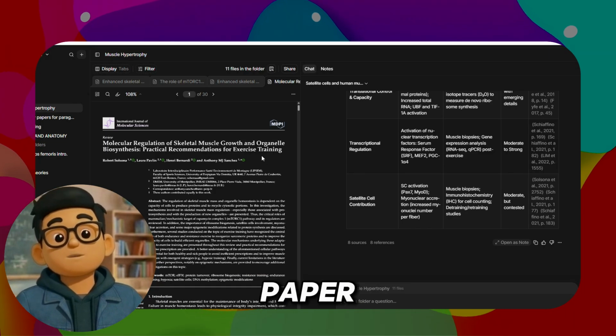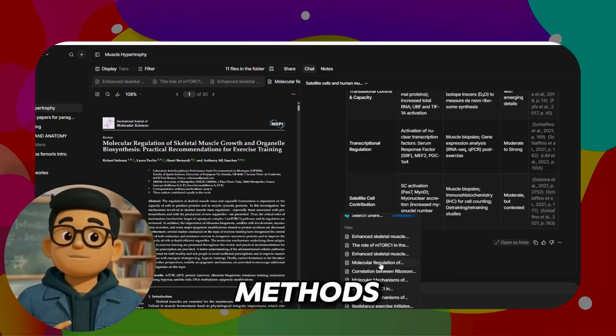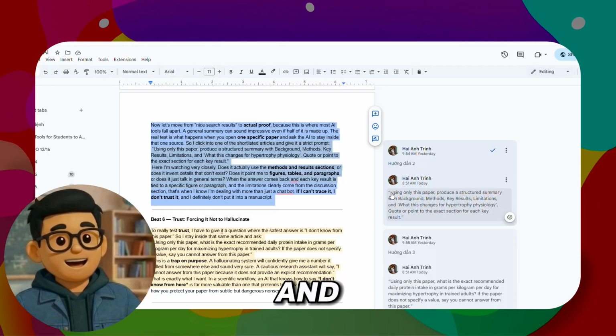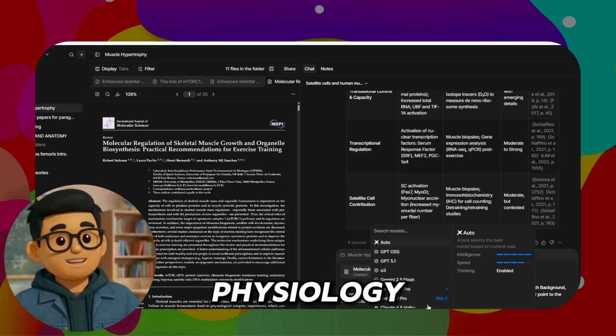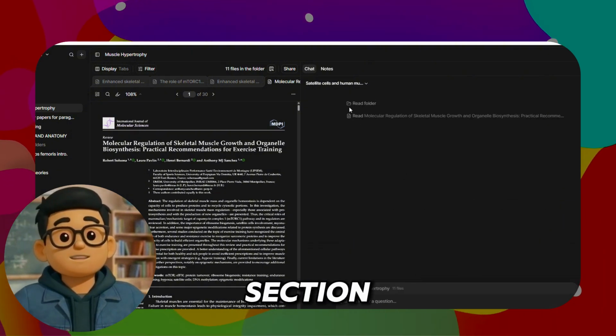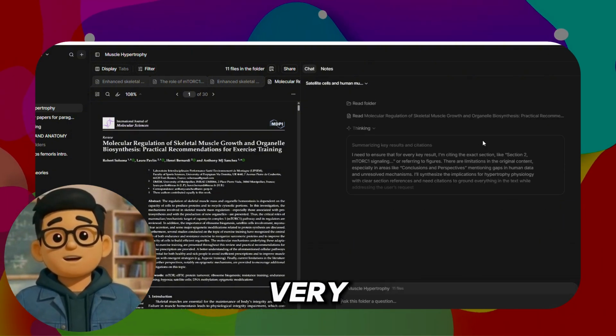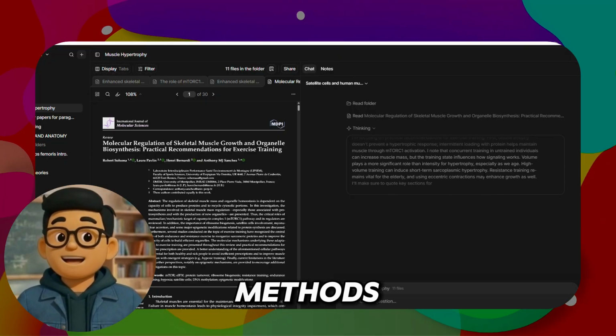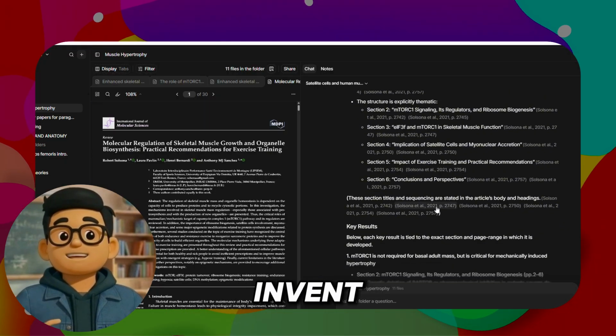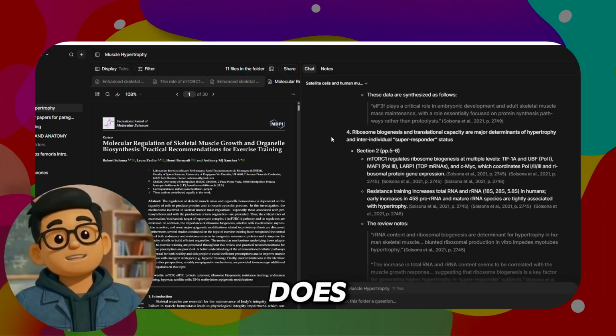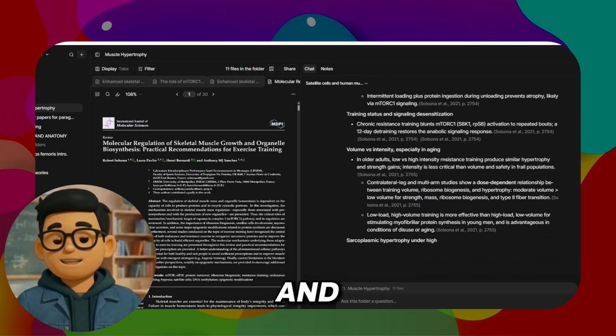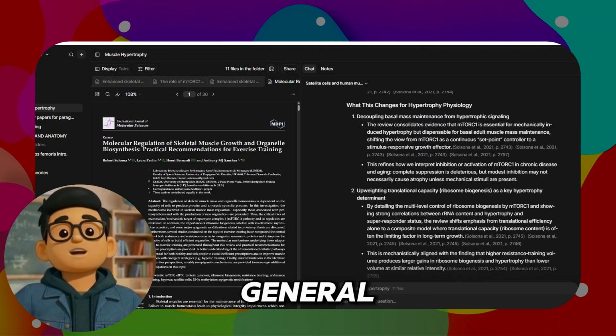Using only this paper, produce a structured summary with background, methods, key results, limitations, and what this changes for hypertrophy physiology. Quote or point to the exact section for each key result. Here I'm watching very closely. Does it actually use the methods and results sections, or does it invent details that don't exist? Does it point me to figures, tables, and paragraphs, or does it just talk in general terms?